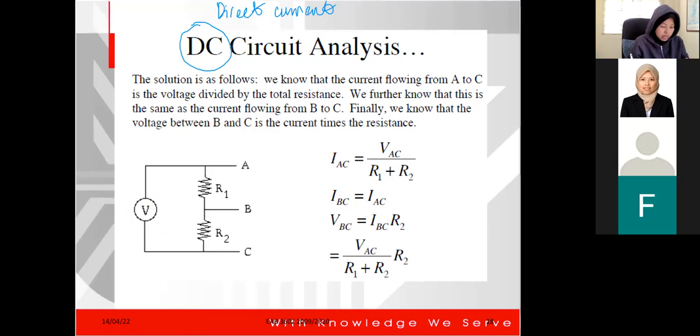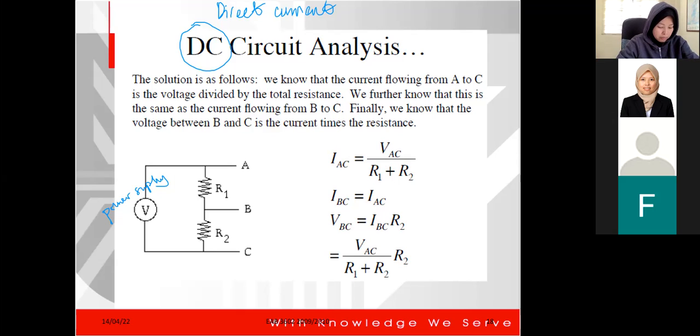For example, kita ada satu circuit yang mempunyai voltage power supply. Yang ni power supply kan. So ada power supply and then dia ada dua perintang, R1 and R2. And then for circuit analysis, usually kita akan labelkan point A, B, C contohnya, supaya kalau soalan dia nak tanya what is the current across B dan C, ataupun what is the voltage across A and B dan sebagainya, it's easier for us to just label the circuit.